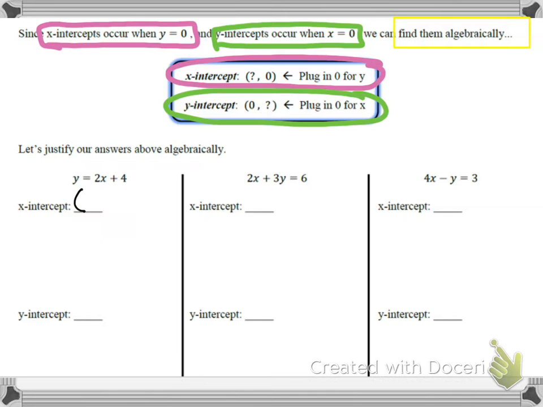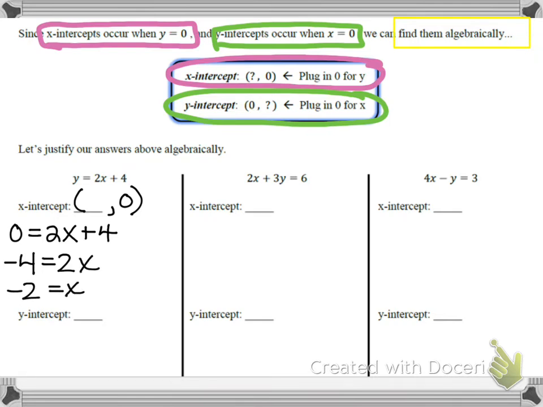So let's look at y equals 2x plus 4. If I want to find the X-intercept, I know that the Y value has to be 0. So in my equation, I'm going to replace Y with 0. So my equation becomes 0 equals 2x plus 4. Subtracting 4 from both sides gives me negative 4 equals 2x. And then if I divide both sides by 2, I get x equals negative 2. So I verify my X-intercept is at negative 2, 0. And if you look up on your paper, you'll see we plotted the point at negative 2, 0.